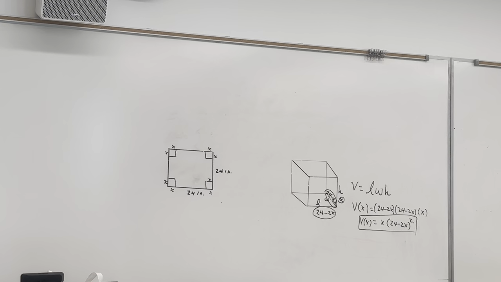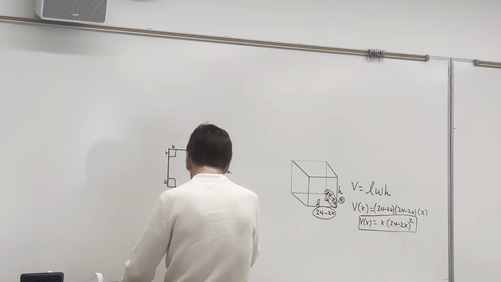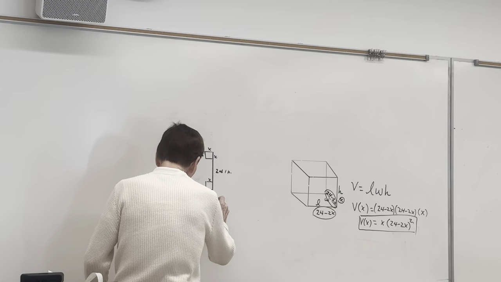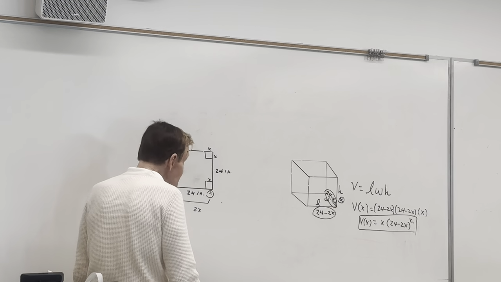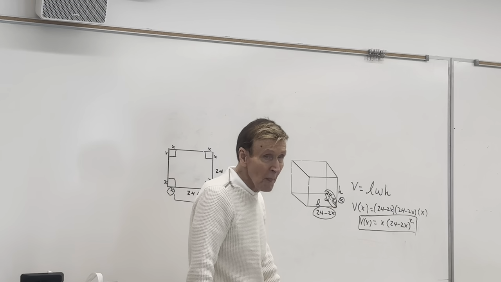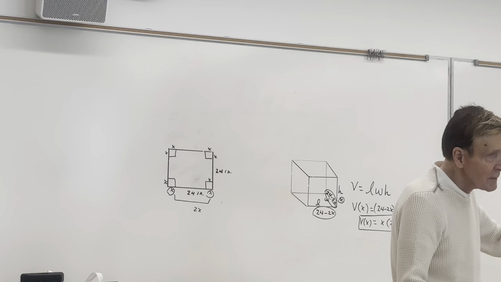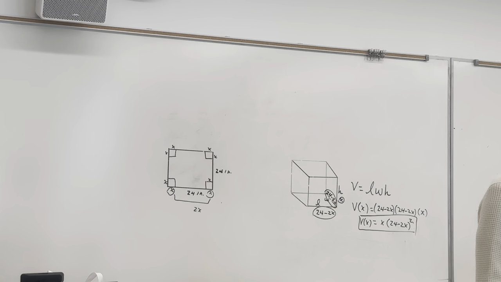So the 2x comes from, yeah, that 2x comes from one X over here on this corner being cut out, another X here. So altogether I got 2X being cut out. X on each corner. Okay?